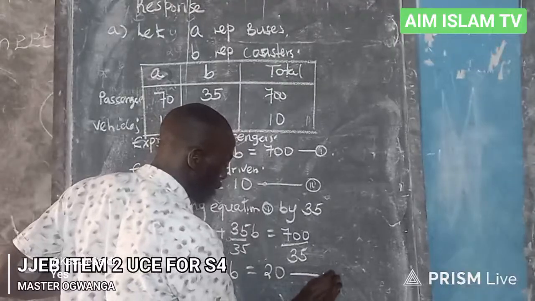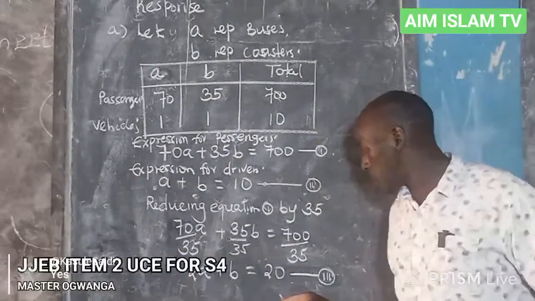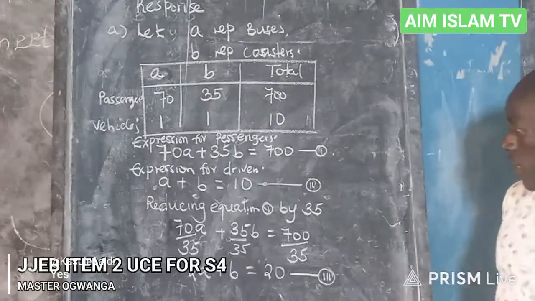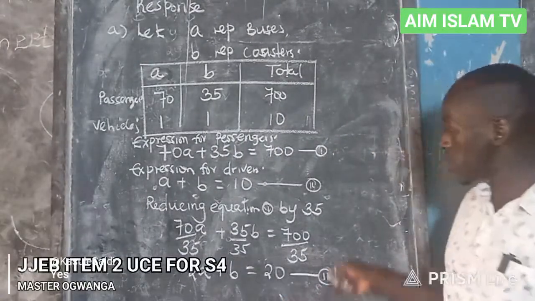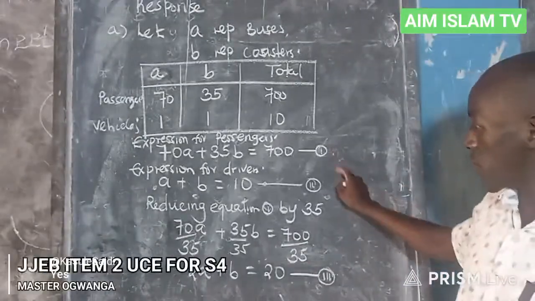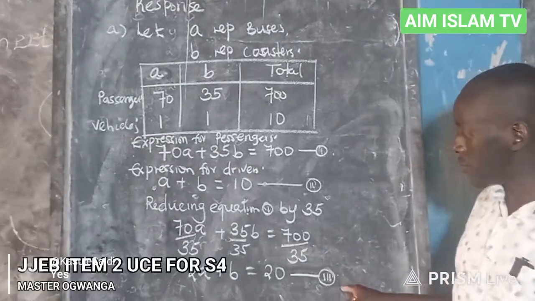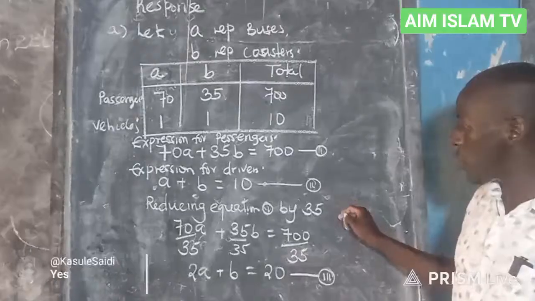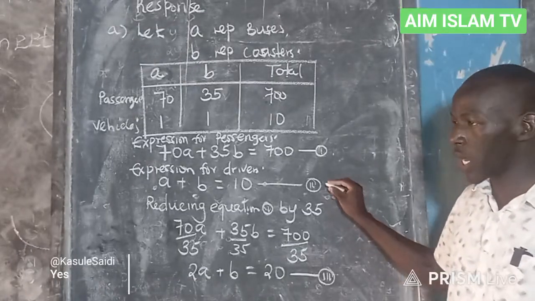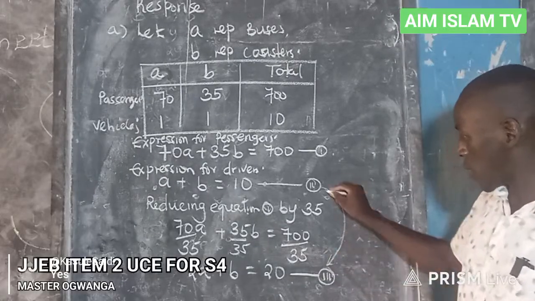Since it is a new equation, I will also give it a new name: the third equation. You realize that the third equation and the first equation are the same, only that we have reduced the first equation to give us the third equation. Meaning, I will now deal with equation 2 and equation 3.